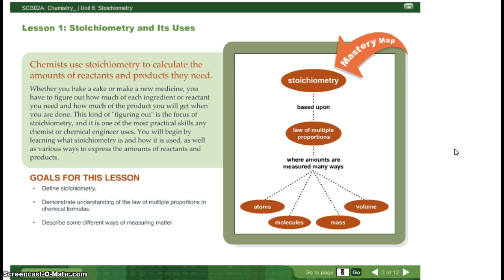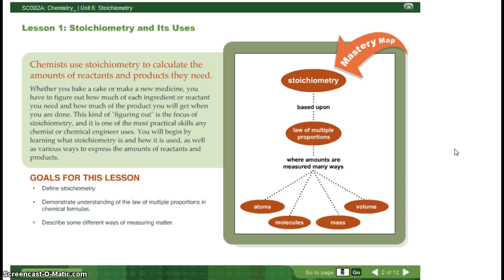All right, chemists use stoichiometry to calculate the amounts of reactants and products they need. Whether you bake a cake or make a new medicine, you have to figure out how much of each ingredient or reactant you need and how much of the product you will get when you are done. So in other words, when you bake a cake, you need to know you need 3 eggs, half a cup of oil, right? And you need to know how big the cake is that you're going to create, whether it's a 9 by 13 pan or whether you're going to make 2 dozen cupcakes. So it's the same idea with chemical reactions. It's how much stuff do we start with and how much do we end up with.